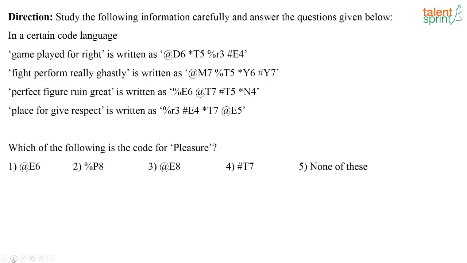Next one. What is the code for pleasure? Again, a very easy one. How many letters are there in this word? 1, 2, 3, 4, 5, 6, 7, 8. 8 letters are there. Last letter is E. And again, I know P is coded as @ of. So the answer is option 3, @ of E8.